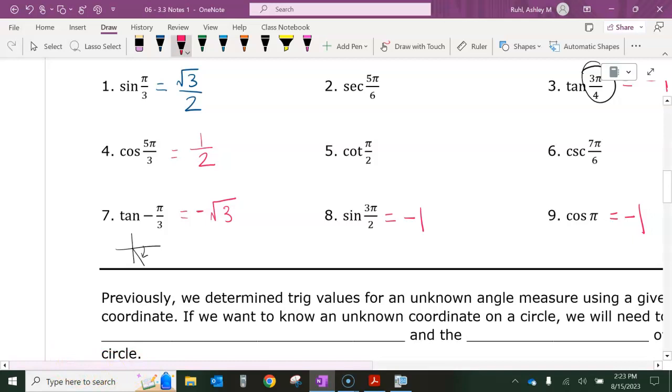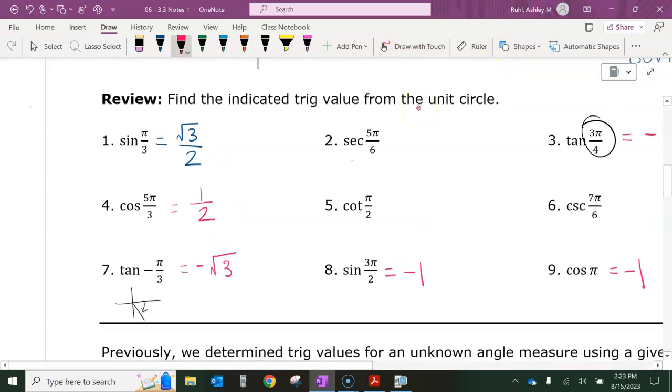Now I've got to do my reciprocals. My reciprocals are going to get me secant, cotangent, and cosecant. So the easiest way to do this, in my opinion, is I go secant, so I need to find cosine. I need to know what is cosine 5 pi over 6, and then I flip it.